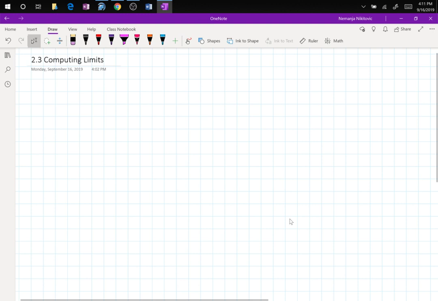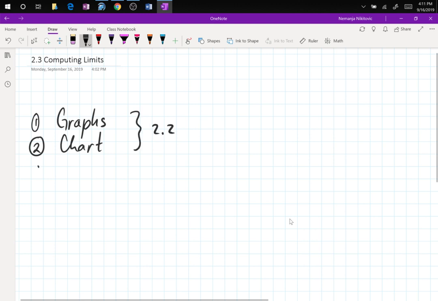We did talk about looking at the graph, right? We saw that one when we said, oh, it goes to positive infinity, negative infinity, goes to zero or something. So number one, graphs. Number two, charts. Those two were both in 2.2. Number three, and the first thing we're going to cover now, is plug-in. We'll talk about that. Number four, algebra.